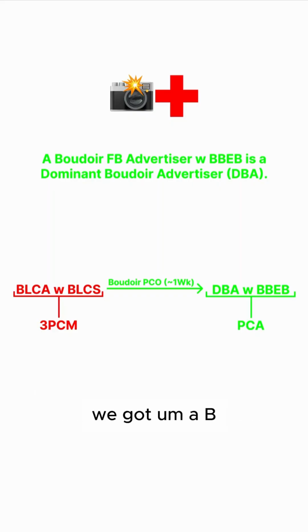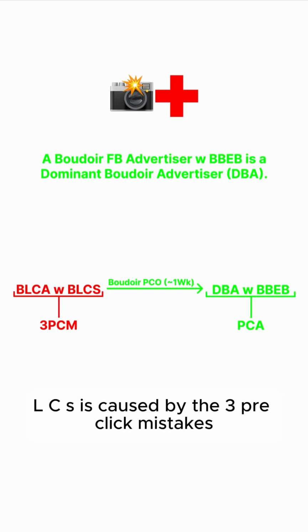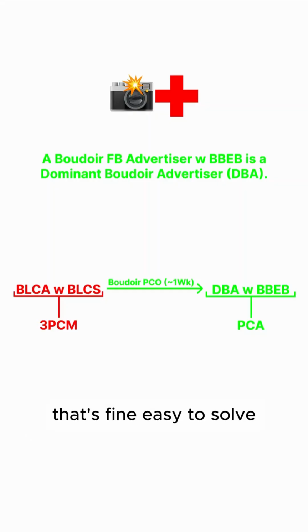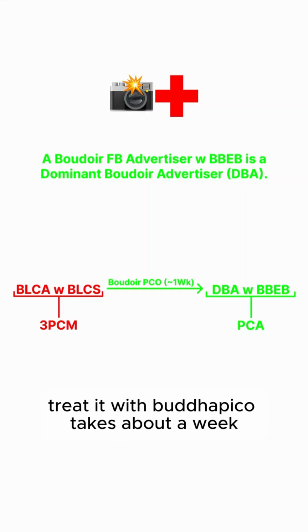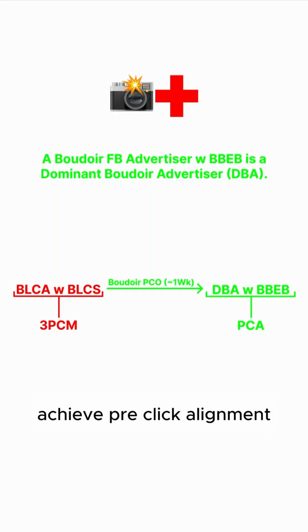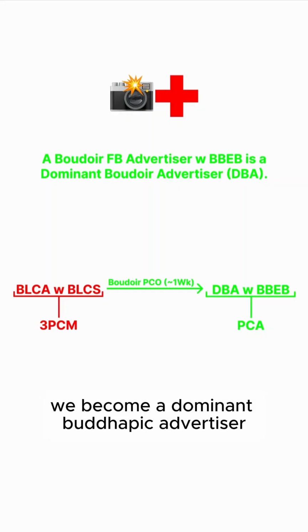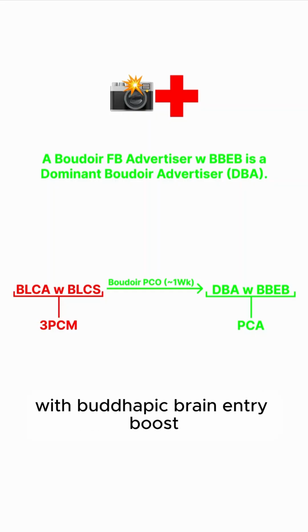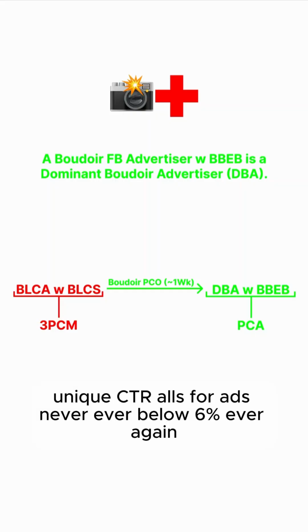We've got a BLCA with BLCS caused by the 3 pre-click mistakes. That's fine, easy to solve. Treated with Boudoir Pico, it takes about a week. Achieve pre-click alignment, and we become a dominant Boudoir advertiser with Boudoir brain entry boost. Unique CTRs for our ads never, ever below 6% ever again.